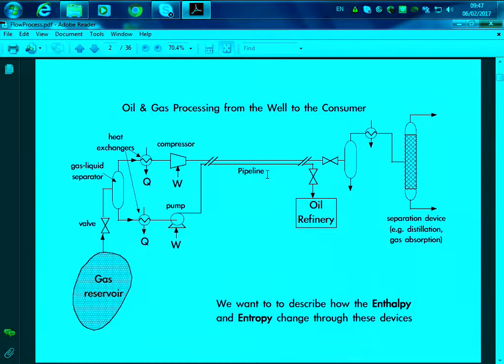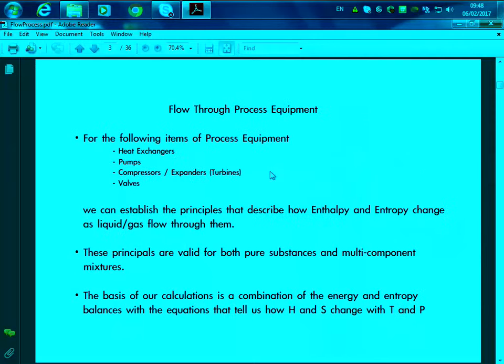So we will have a look at heat exchangers, pumps, compressors, and valves in this part, and how we establish the principles of enthalpy and entropy on all this equipment. We will start by looking at a single phase fluid, or a single fluid that is not a mixture, but they will be valid for mixtures as well. And again, the basis of all of the calculations is a combination of energy and entropy balances. Okay, so basically how these energies are influenced by the changes in temperature and pressure, and how this will affect the fluid, or how much heat input or work input I will need or I will produce from the changes in the fluid.